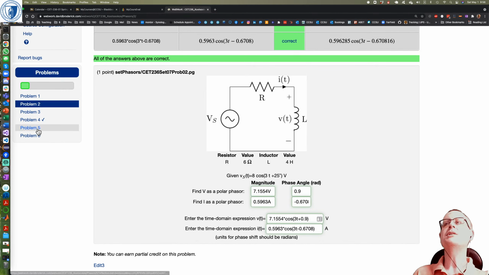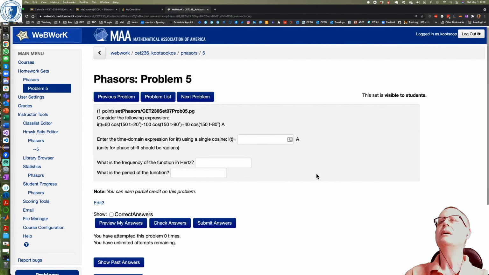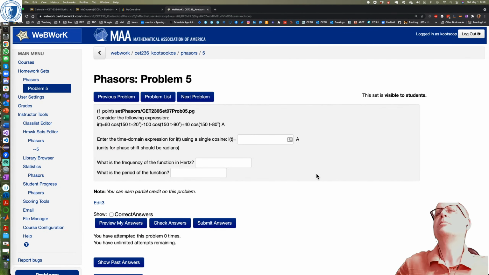Okay, and then I think the other question somebody had on this homework is question 5. Okay, what's question 5 about? So, consider the following expression. I of t equals cosine 150t plus 20 degrees minus 100 cosine 150t minus 90 degrees plus 40 cosine 150t minus 180 degrees, and it's all in amps. Enter the time domain expression for I of t using a single cosine. Units of phase shift should be in radians. What is the frequency of the function in Hertz? What is the period of the function?